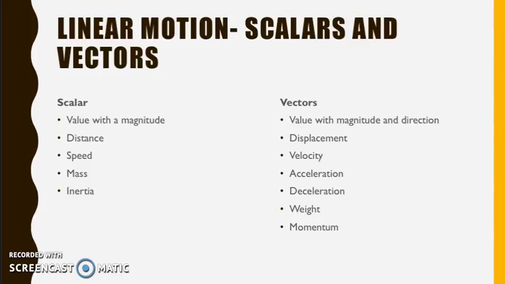This differs from a vector because it's a value which has a magnitude and a direction. For example, it will explain how far the basketball has travelled and in what direction. Displacement, velocity, acceleration, deceleration, weight, and momentum are all vectors because they give the value of how large or fast the object is travelling and what direction it is travelling in.